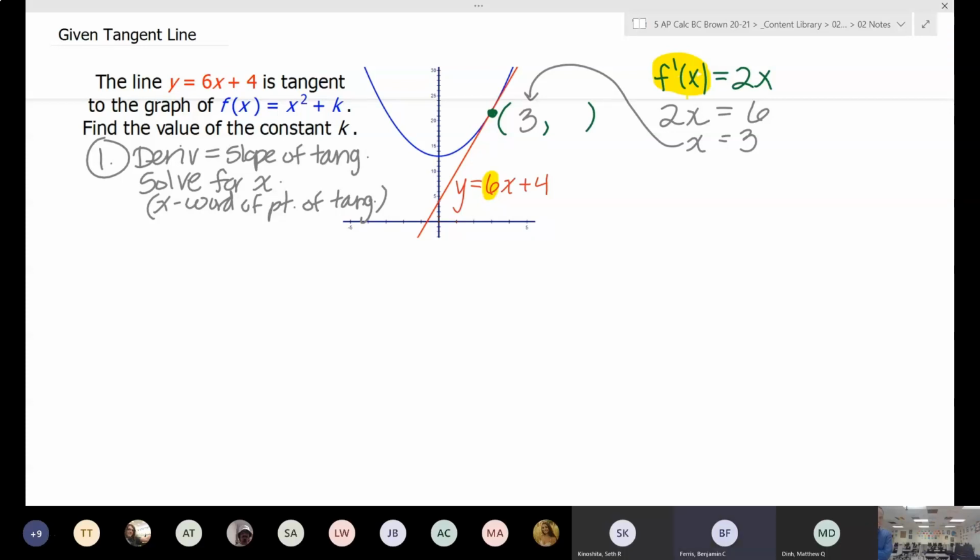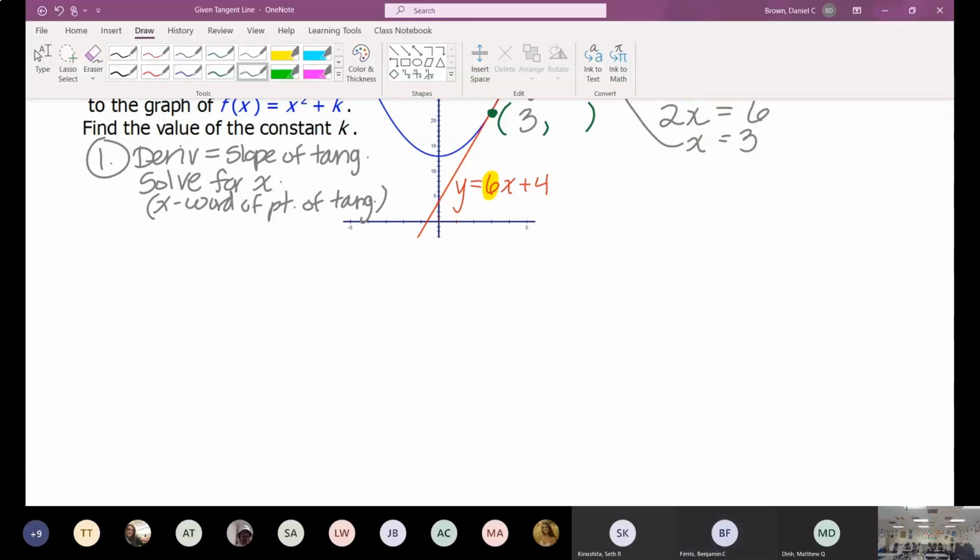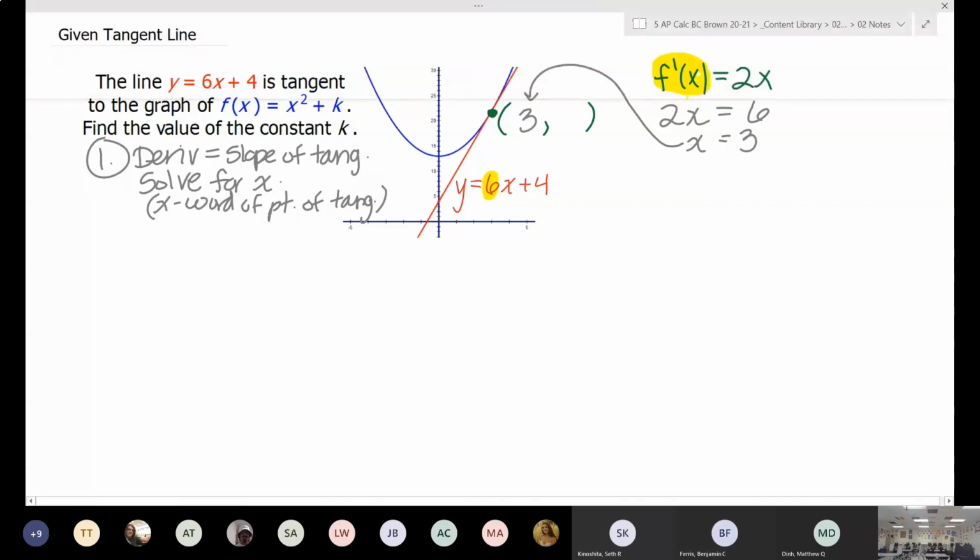Plug 3 into y. So you can plug 3 in for x to get the y. Yeah. So if I know this y value is x squared plus k, you can think to yourself, all right, this is at the x value of 3, the y coordinate of the point of tangency is going to be basically whatever f of 3 is. Well, f of 3 would then be in this case 9 plus k.